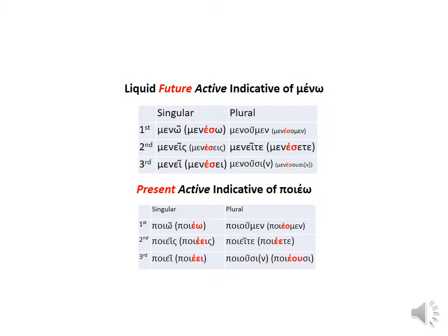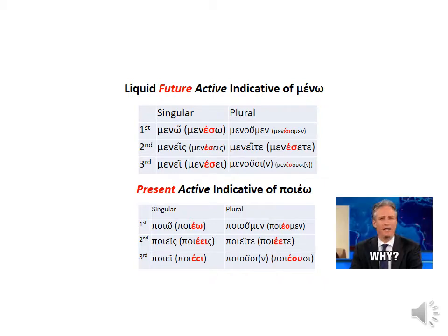And for the present of poieo: poieo, poieis, poiei, poioumen, poieite, poiousin. Why are they exactly the same but different tenses? Well, we've talked about why it is, based on the contraction rules. What we want to know is how you can tell the difference. And the answer is learning your vocabulary, knowing your lexical forms.